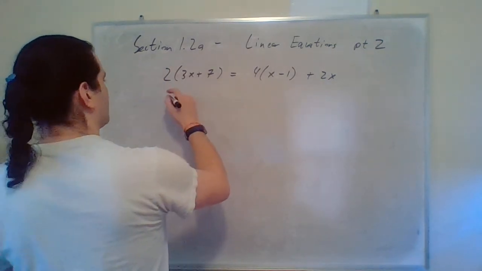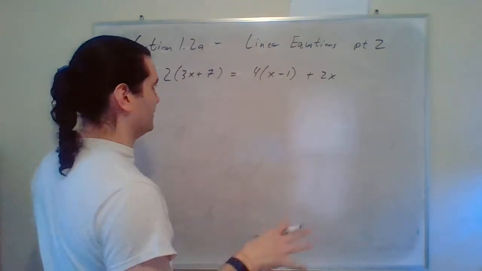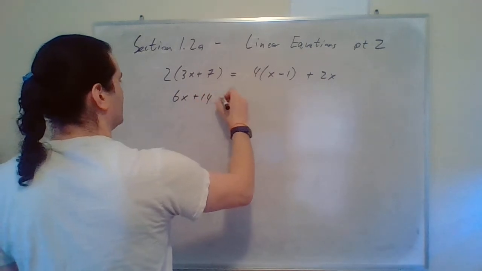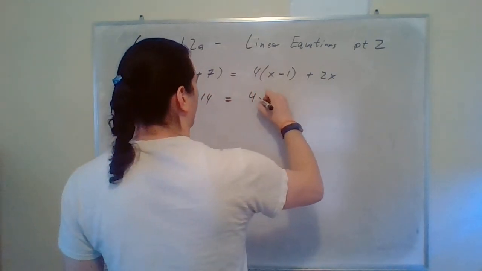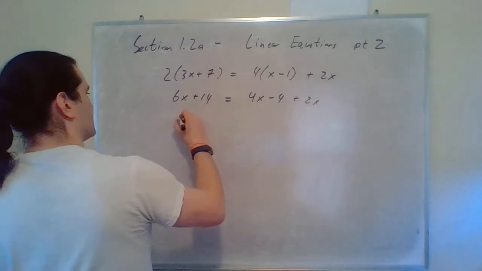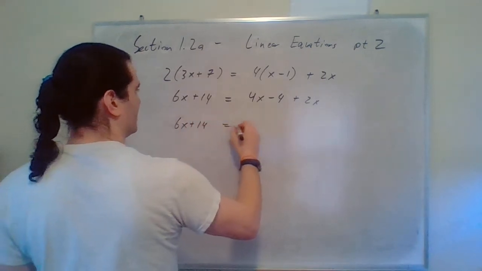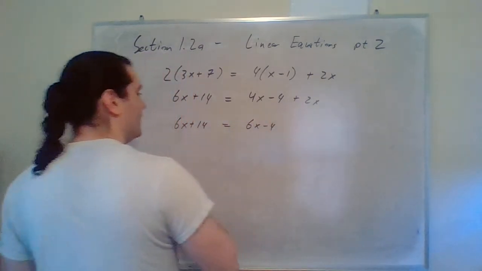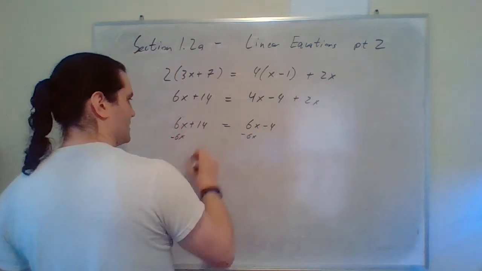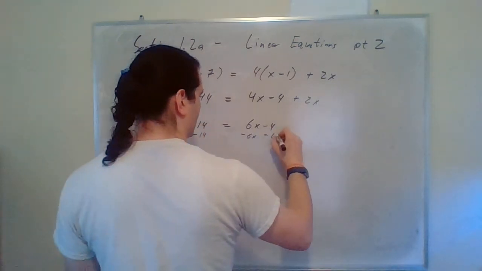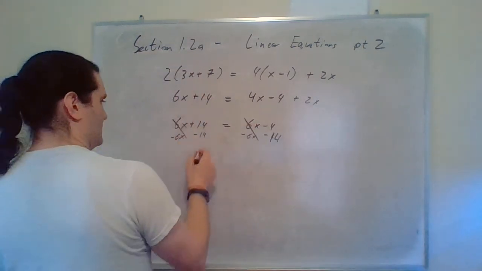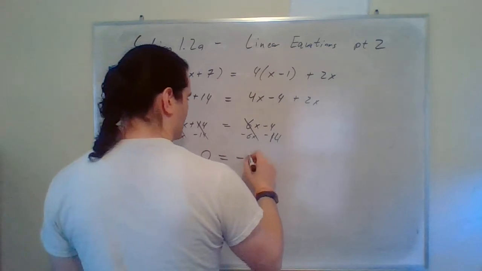So first we distribute things. There's no fractions to worry about, so I don't have to clear the fractions. I will get 6x plus 14 equals 4x minus 4 plus 2x. I will combine like terms to get 6x plus 14 equals 6x minus 4. And now I can move everything to one side. I'll subtract 6x from this side, and then also this side, and I'll subtract 14 from both sides as well. And these things all cancel, and that cancels, and it leaves me with 0 equals negative 18.